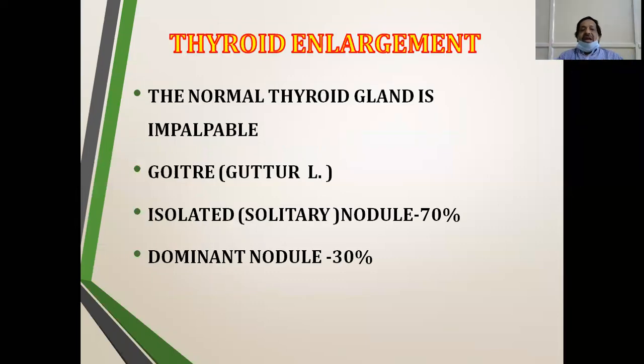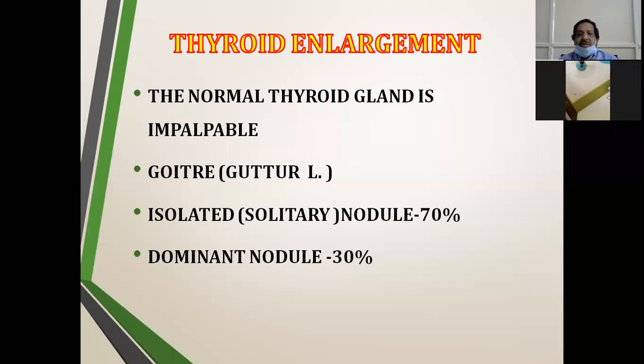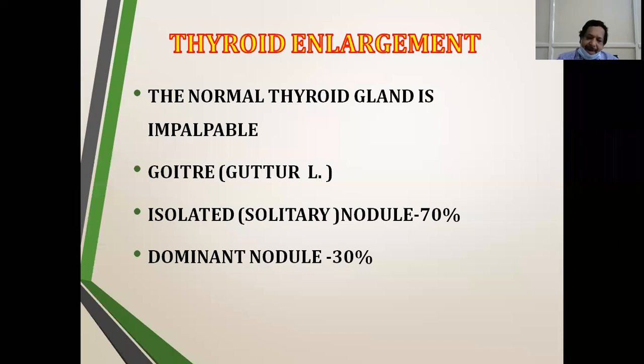Again, the normal thyroid gland is not palpable. When the thyroid gland is palpable or seen clearly, it is called goiter. The word goiter originated from guttur in Latin. In this goiter, we'll have an isolated solitary nodule in 70% of cases, and a dominant nodule may occur in 30% of cases.